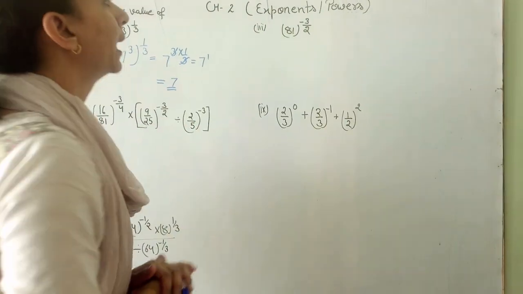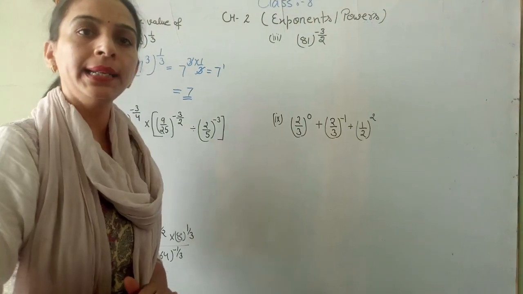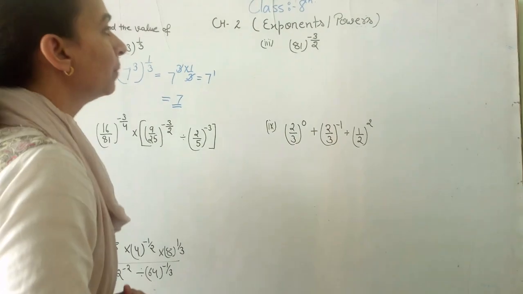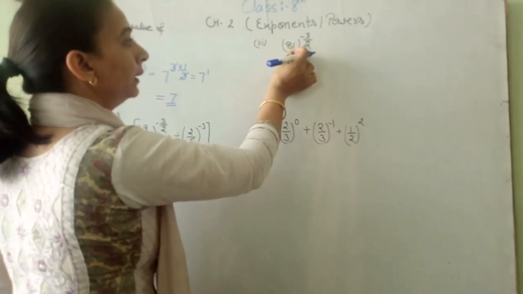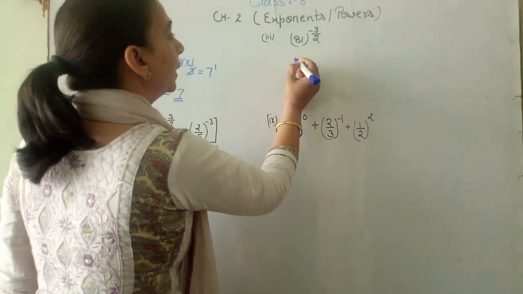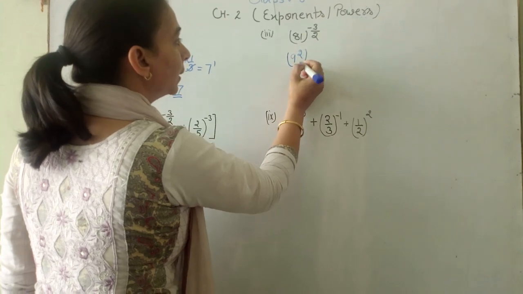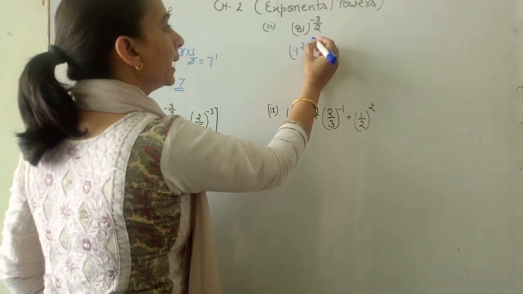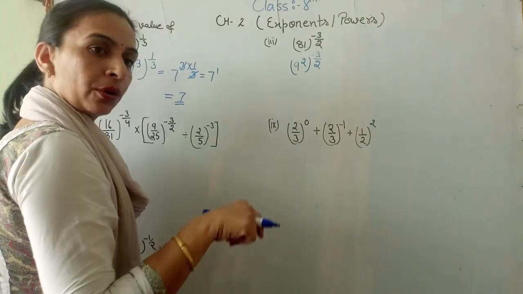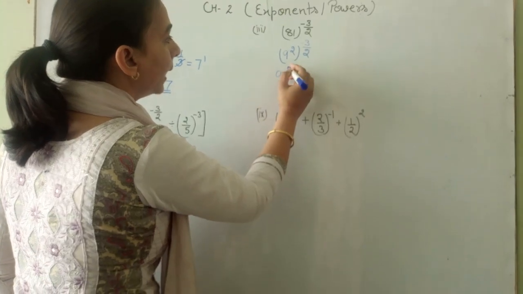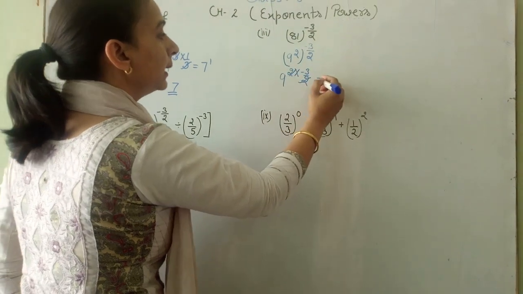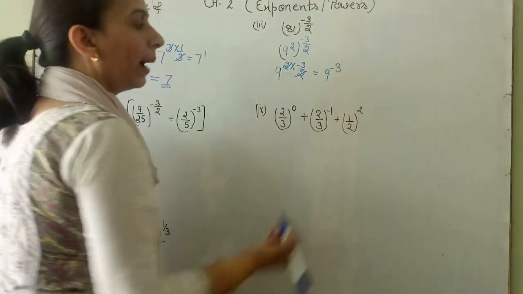Part number three: 81 raised to the power minus 3 by 2. Students, we know that 81 is equal to 9 raised to the power 2. This equals 81, and complete raised to the power minus 3 by 2. When power to power, then according to the power law we multiply 2 by minus 3 by 2. The 2 cancels, and this equals 9 raised to the power minus 3.